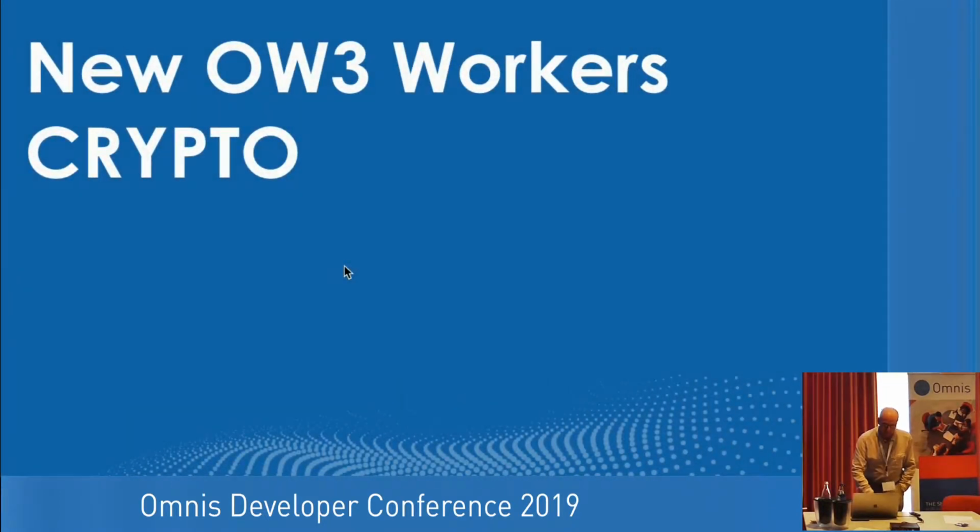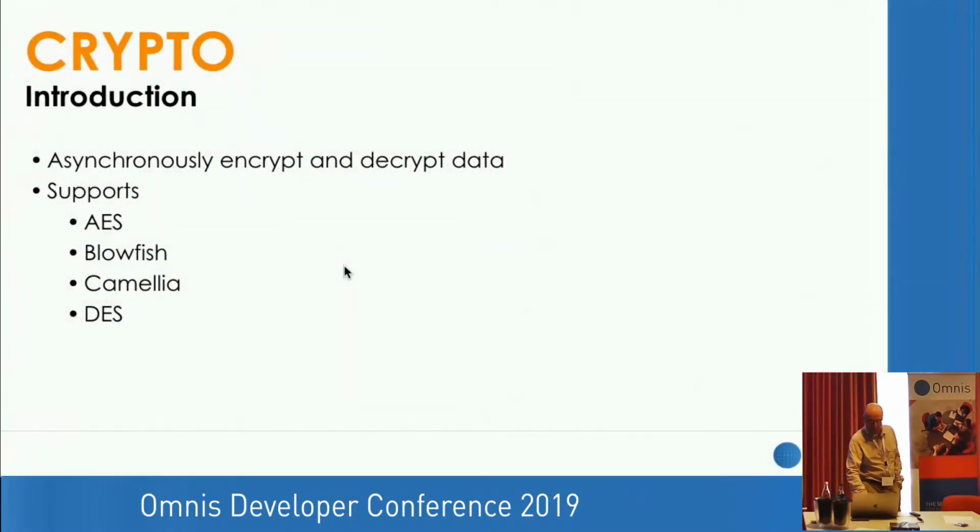But primarily in this talk I'm going to be talking about the encryption worker in more detail and the hash worker. So crypto is the OW3 encryption worker, and just as a bit of background, we support these four methods of encryption and decryption: AES, Blowfish, Chameleon and DES.